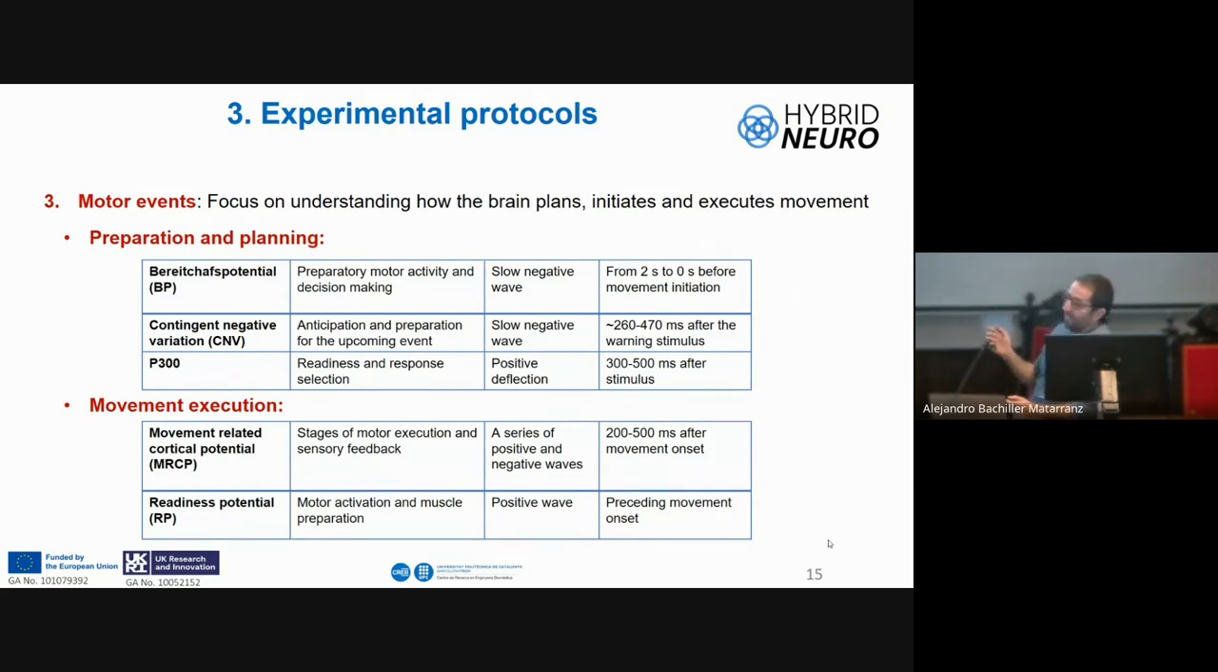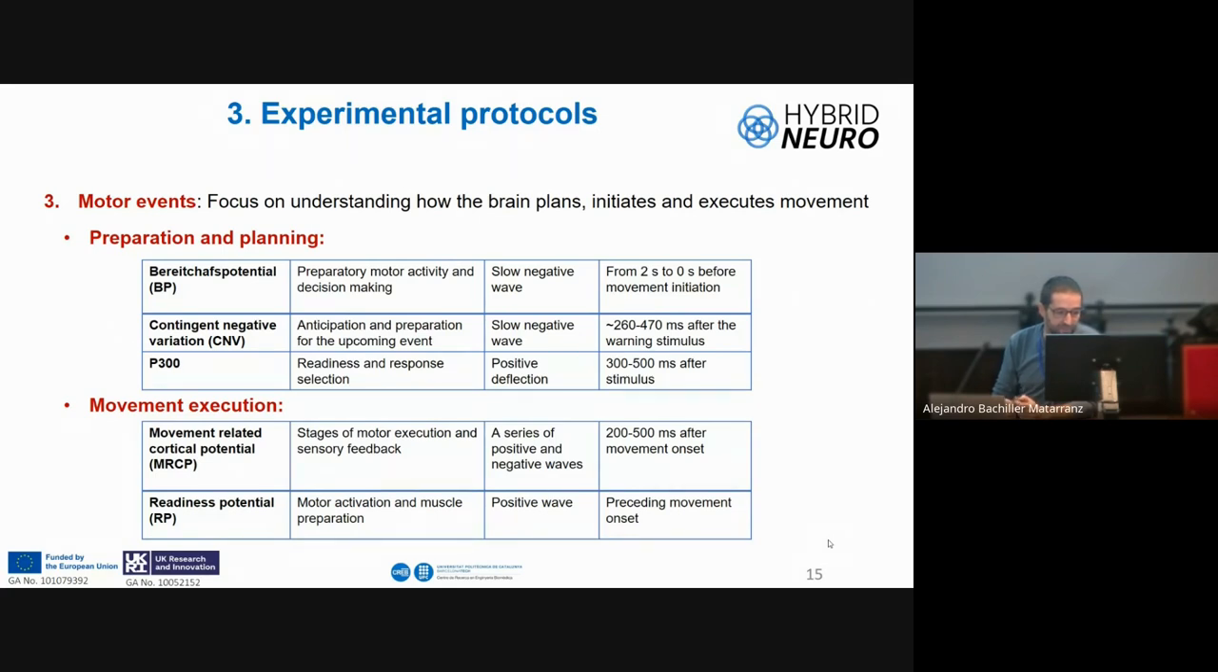The P300 here, I can indicate that it's after the stimulus, but sometimes it's before the movement. For this reason, it's included in this category of preparation and planning, because it's after the stimulus, when the stimulus is presented on the screen, for example, but it's before the performance of the movement. Another kind of motor events is related with movement execution, such as the movement related cortical potential, that this afternoon we will work with with Marta in the hands-on training.